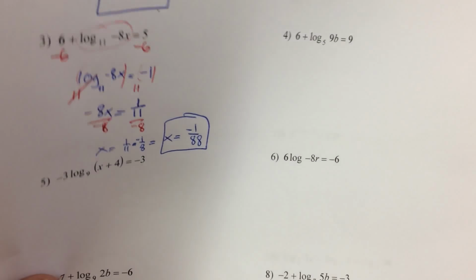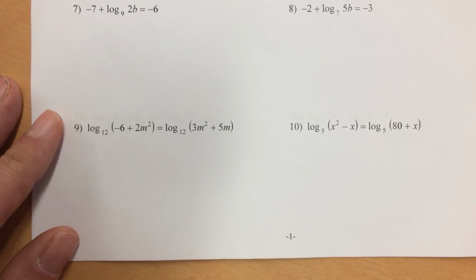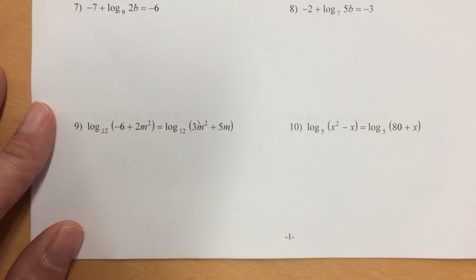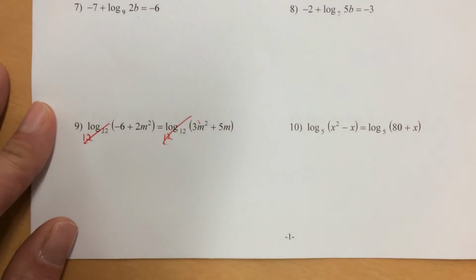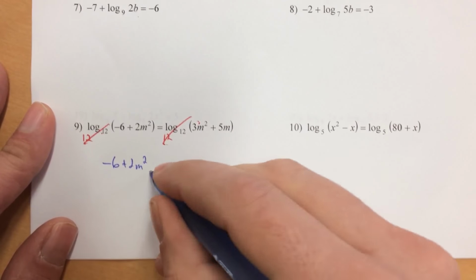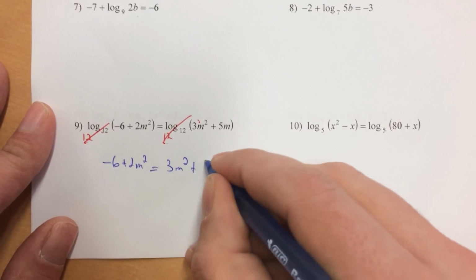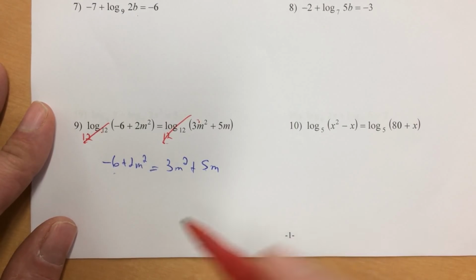All right, let's move on to some slightly more challenging ones. Let's do number 9. Number 9, again, we have a log equals a log, so easy there. 12 to the power of both sides, just cancels out the log. So negative 6 plus 2m squared equals 3m squared plus 5m. This is a quadratic, so we need to make it equal to 0.